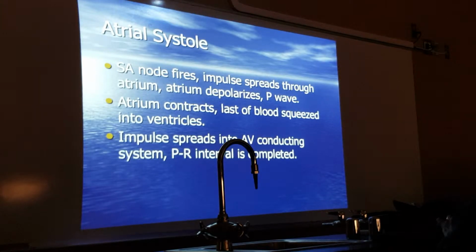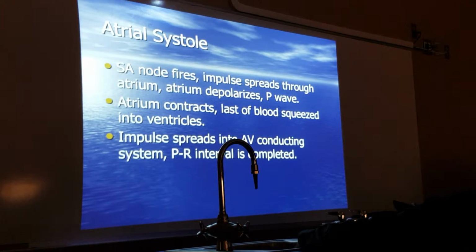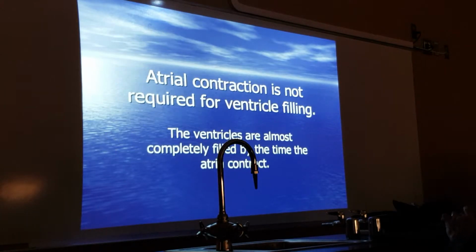Atrial systole: the SA node fires, the impulse spreads through the atrium, it depolarizes, and you get the P wave. So you should be able to correlate the EKG with various parts of the cardiac cycle. The atrium contracts, but that doesn't squeeze much blood into the ventricles because it's already fallen in there. The impulse spreads into the AV conducting system, PR interval completed. Atrial contraction is not required for ventricle filling because they're almost completely filled by this stage.